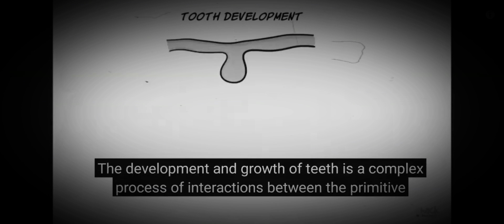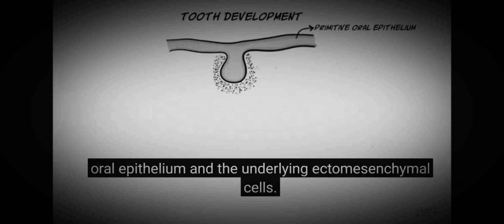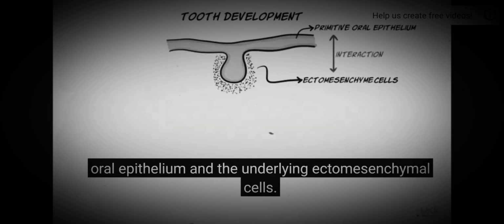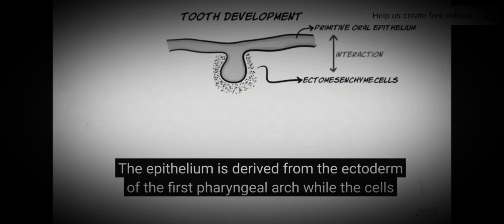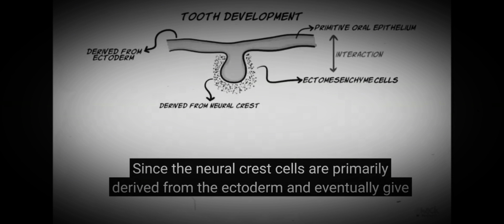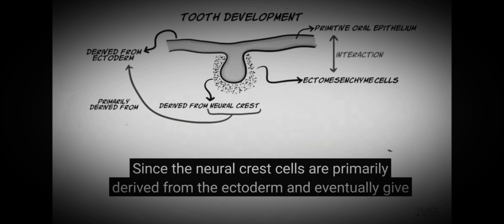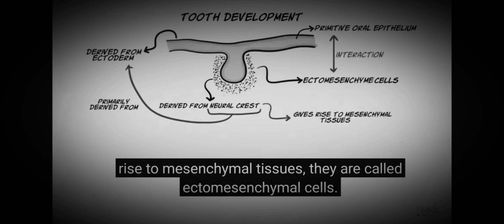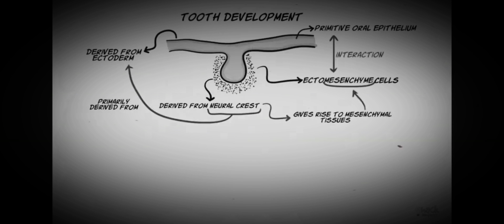Growth of teeth is a complex process of interactions between the primitive oral epithelium and the underlying ectomesenchymal cells. The epithelium is derived from the ectoderm of the first pharyngeal arch, while the cells of the ectomesenchyme are neural crest in origin. Since the neural crest cells are primarily derived from the ectoderm and eventually give rise to the mesenchymal tissues, they are called ectomesenchymal cells.